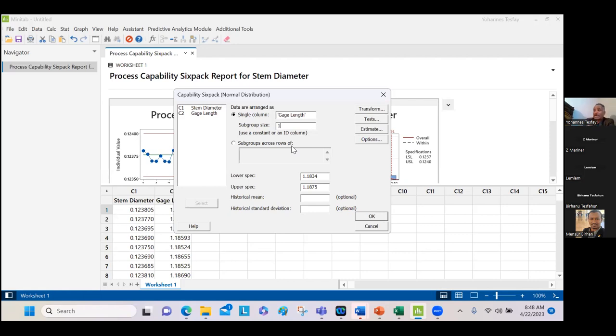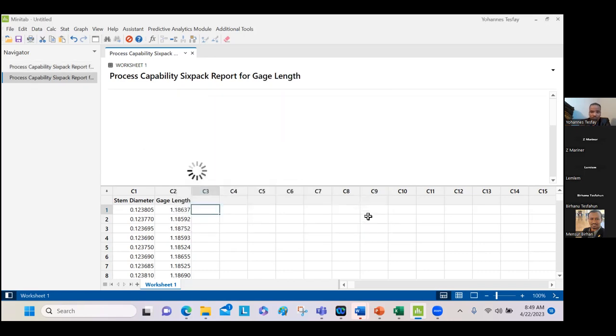Group size is a very important engineering concept. It tells you how many times you are going to take the sample. If it is an individual measurement, then you always put 1 here. Okay, 1. Then I'm going to say, okay.